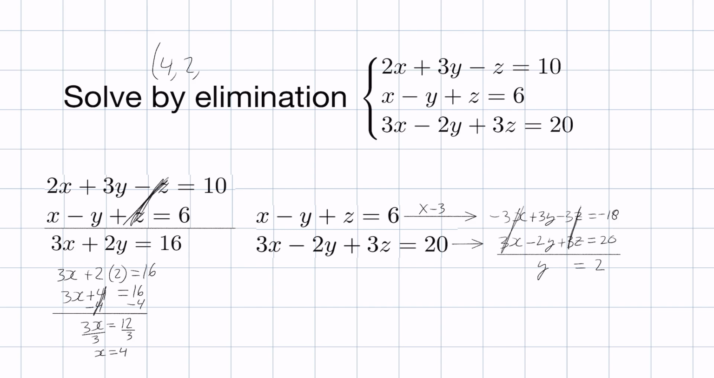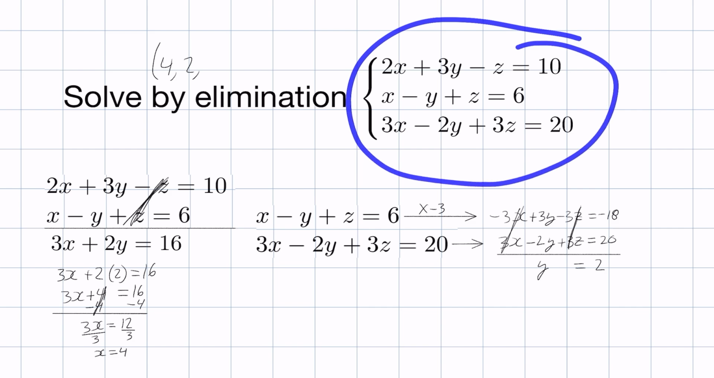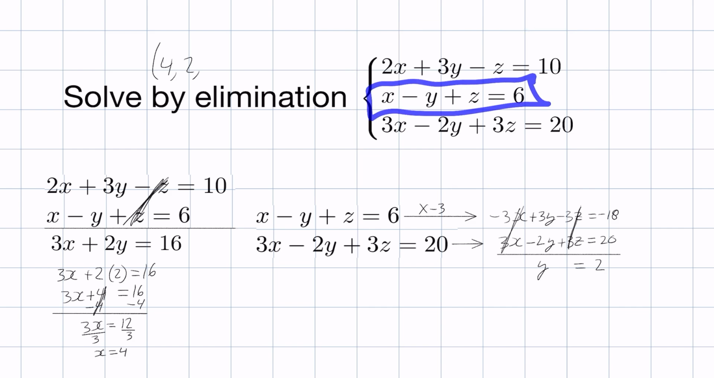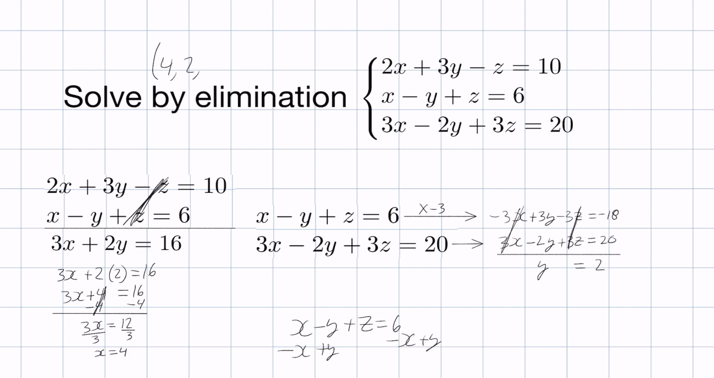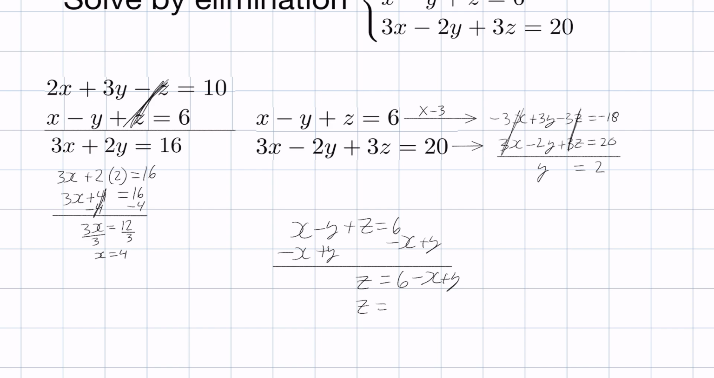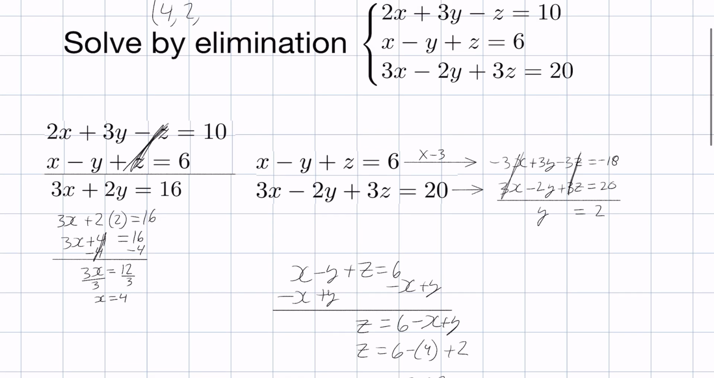To do that, we can go back to any of the original equations here. In my mind, this one is the easiest to work with. So we have x minus y plus z is equal to 6. That means if we subtract x and add y to both sides, we find that z is equal to 6 minus x plus y. Plug in what we know. 6 minus 4 plus 2. That's going to be 2 plus 2, so z is equal to 4. So our ordered triple is 4, 2, 4.